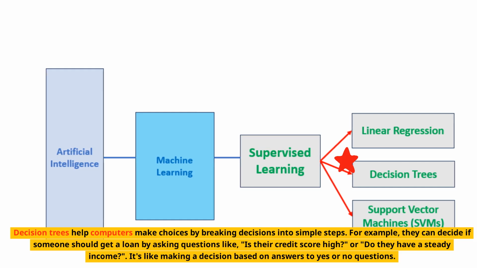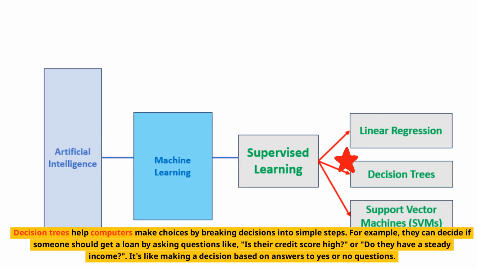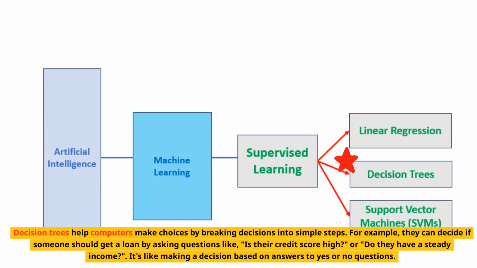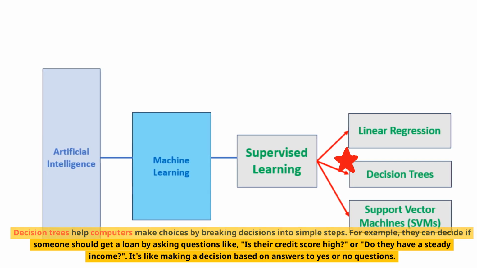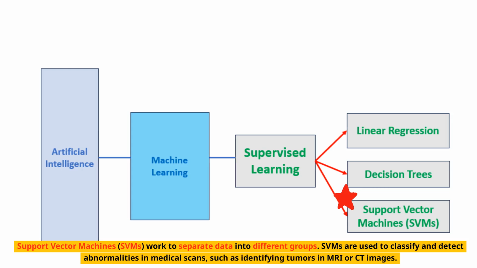Decision trees help computers make choices by breaking decisions into simple steps. For example, they can decide if someone should get a loan by asking questions like, is their credit score high? Or, do they have a steady income? It's like making a decision based on answers to yes or no questions.